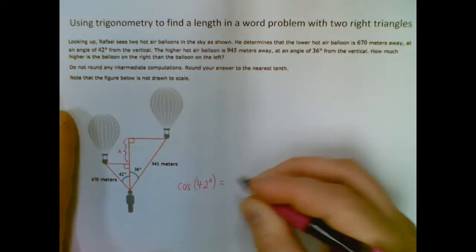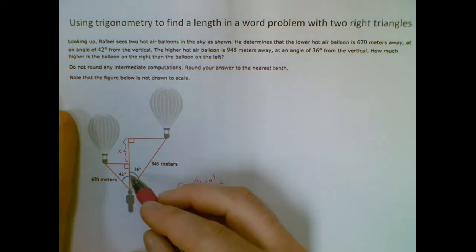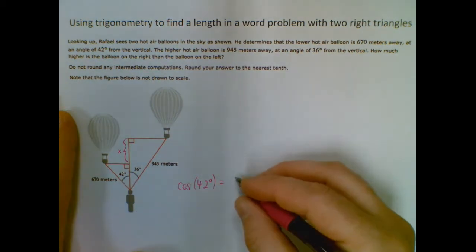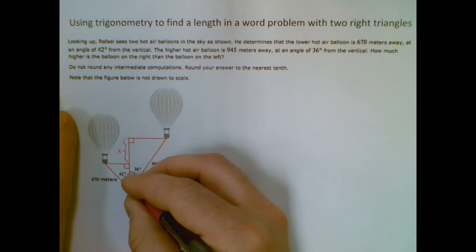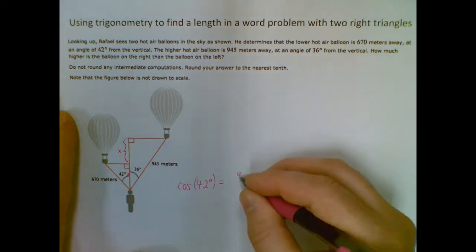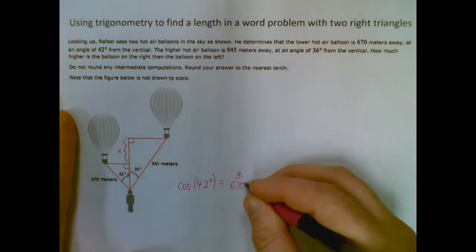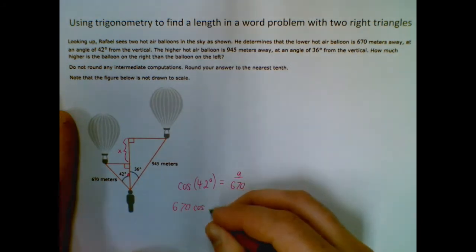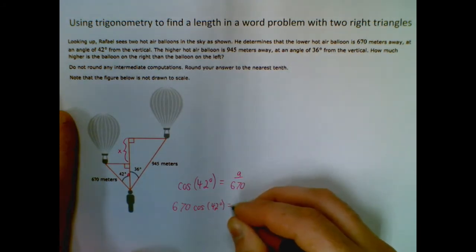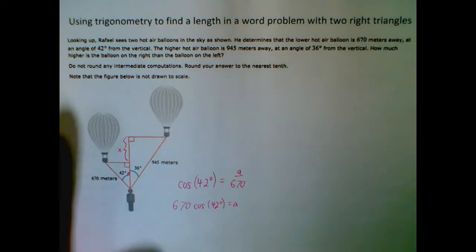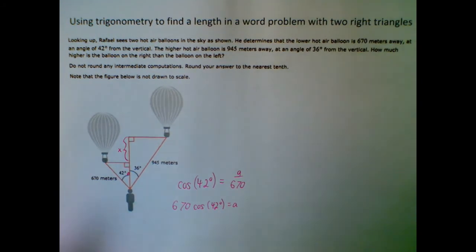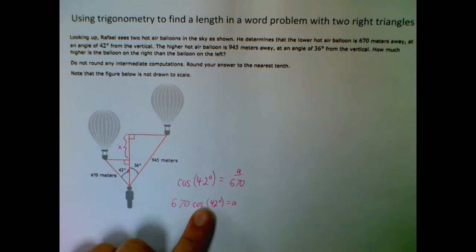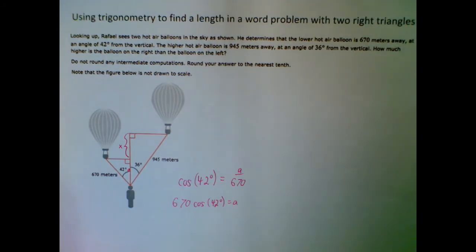That's going to be equal to adjacent over hypotenuse. Let's call that A. So cosine of 42 degrees equals A over 670. To get A by itself, I need to multiply that over. I can throw that directly in my calculator, and I do want to put it in directly because I don't want to accidentally round the cosine if I find that first. So let's go ahead and do that.